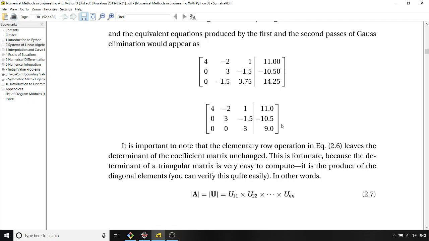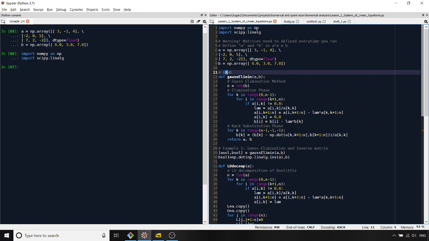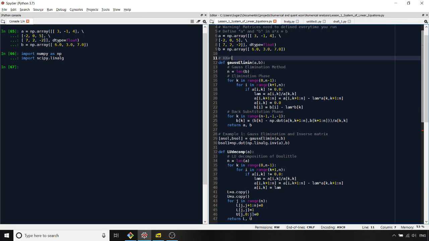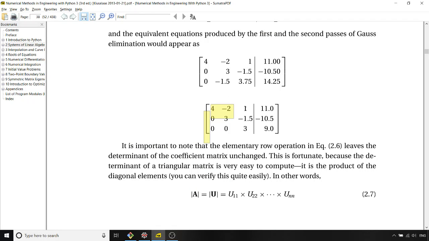So once we have this form, you can just substitute. For example, for x3, you will get x3 equal to 9 divided by 3. That's how it works, to remind you. And here is the implementation. Since we will go through each row from first row to last row, we also will go through each column, so that we multiply each column by the relevant number.